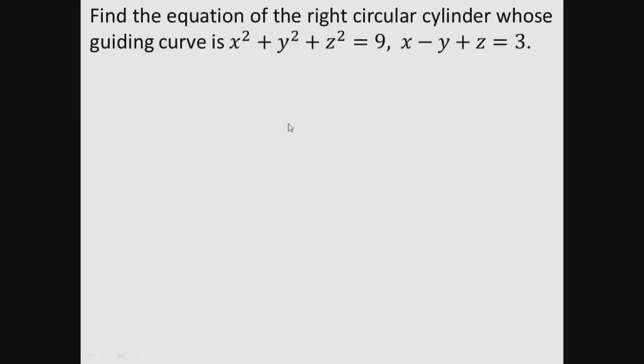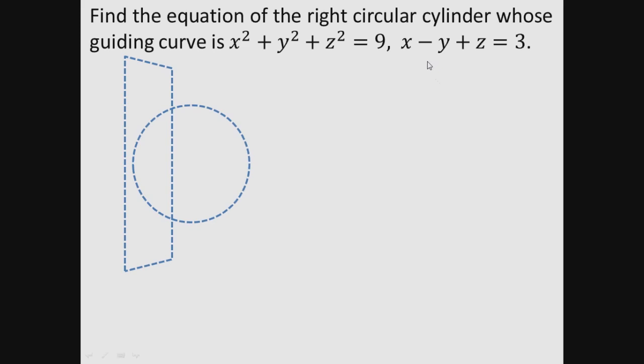Take our next problem. Find the equation of right circular cylinder whose guiding curve is x square plus y square plus z square equal to 9, comma x minus y plus z equal to 3. Now already in the chapter sphere we saw that intersection of a sphere and plane is nothing but circle. So intersection of these two is a circle. This is the equation of sphere, this is the equation of plane. Okay, and intersection of that is a circle.